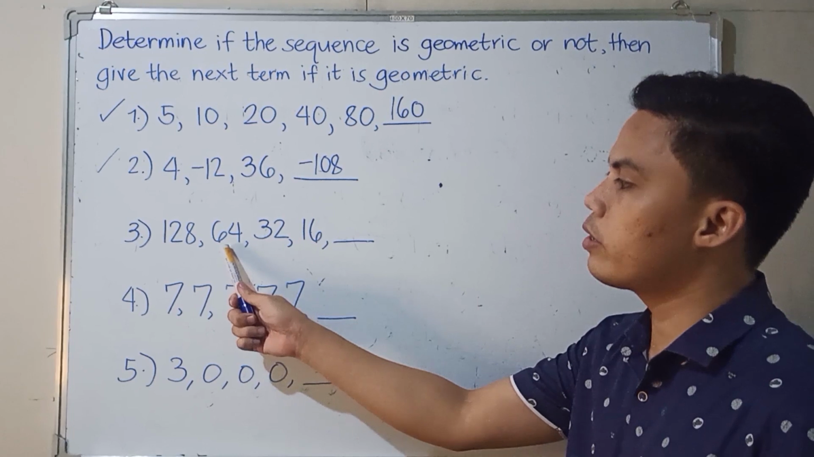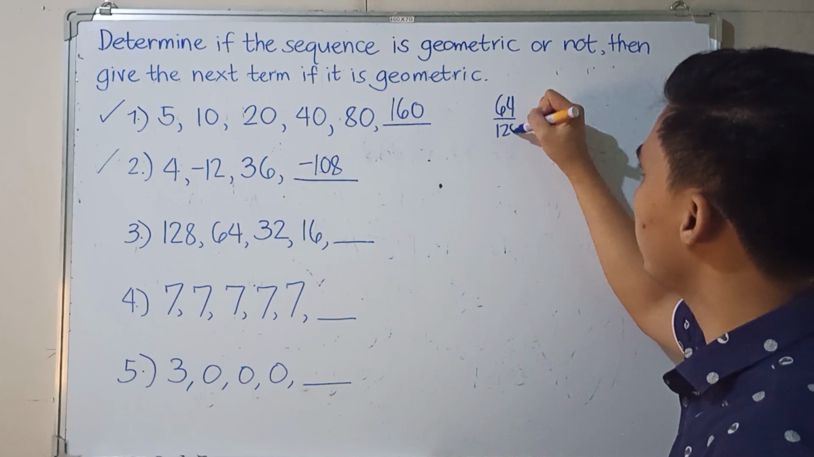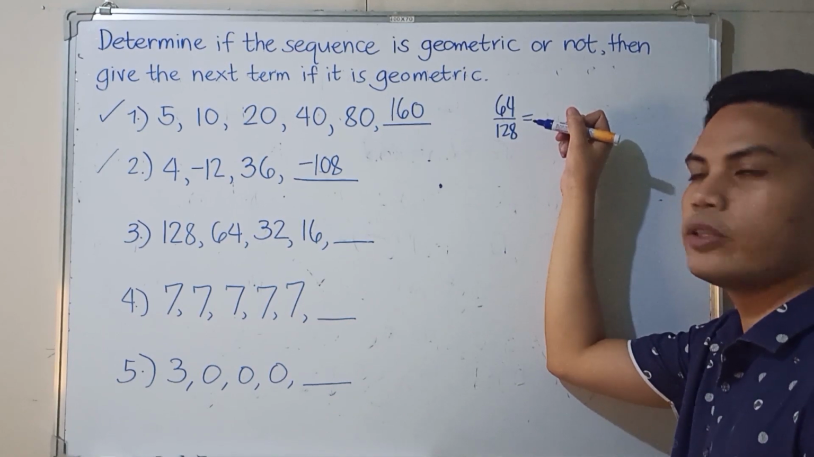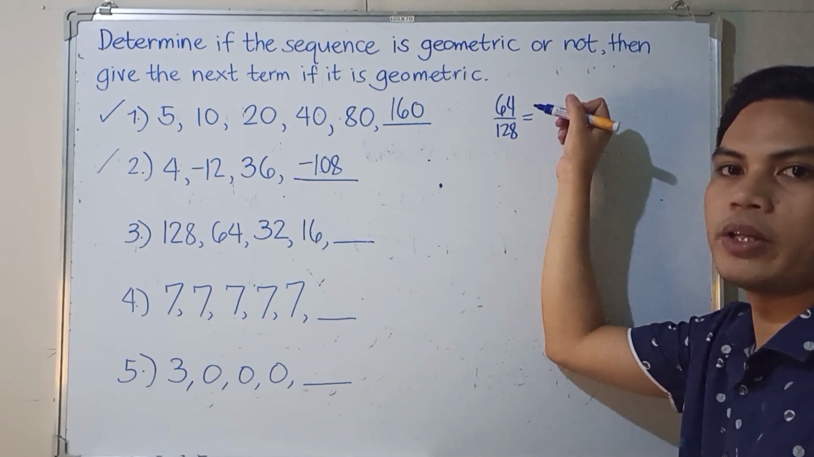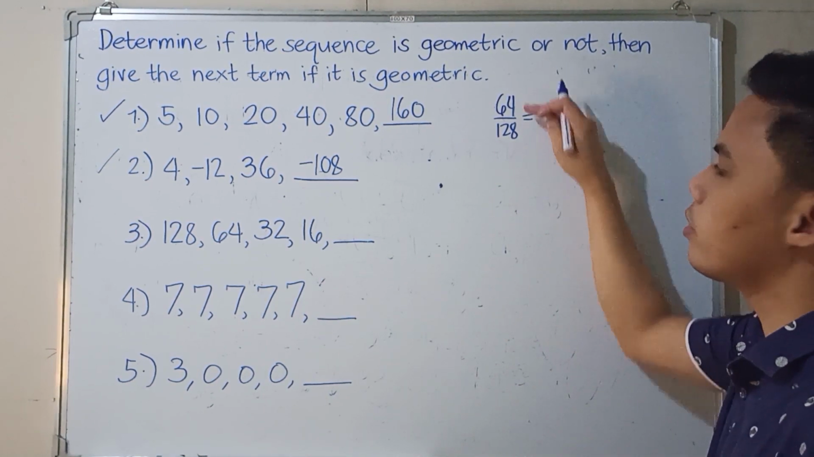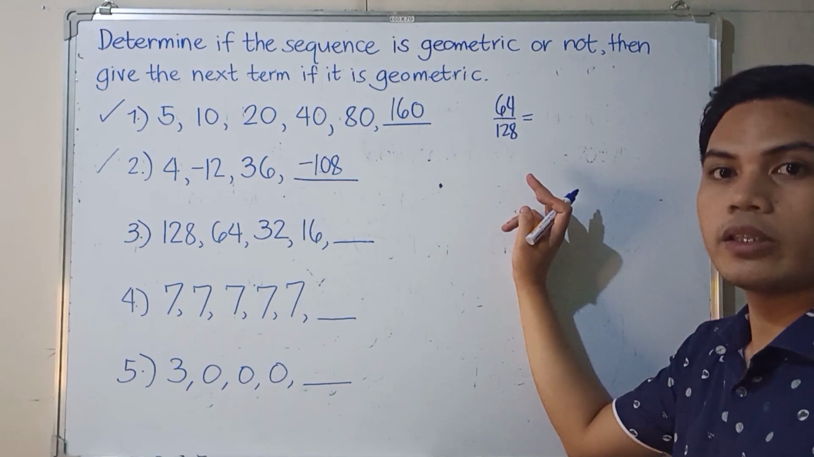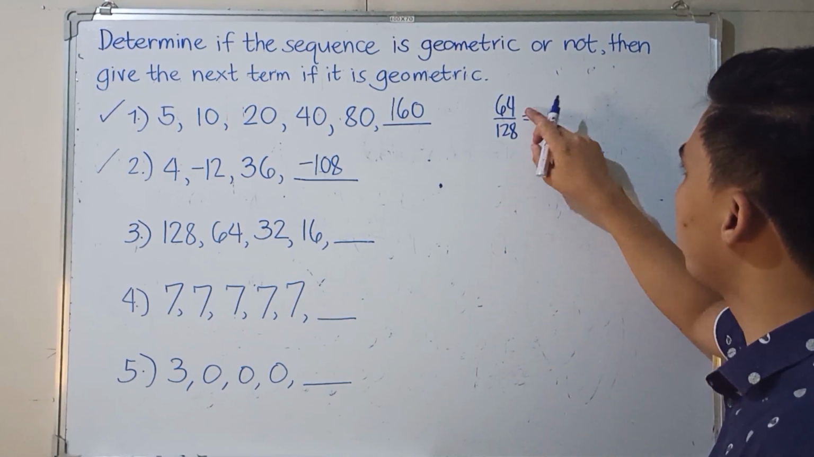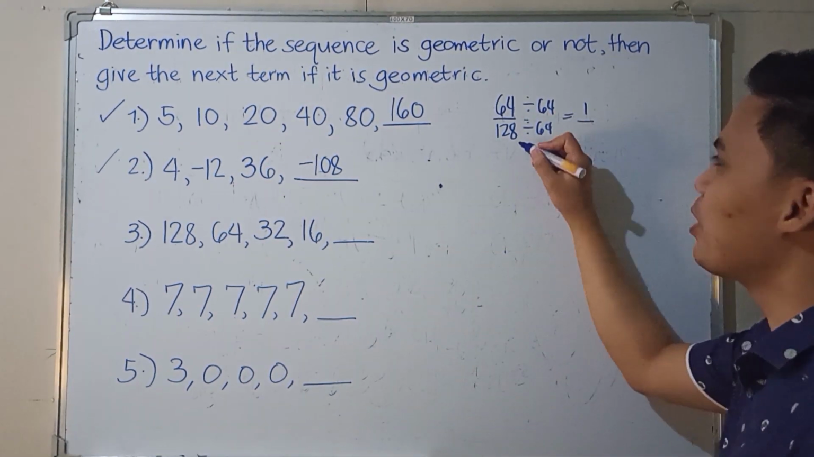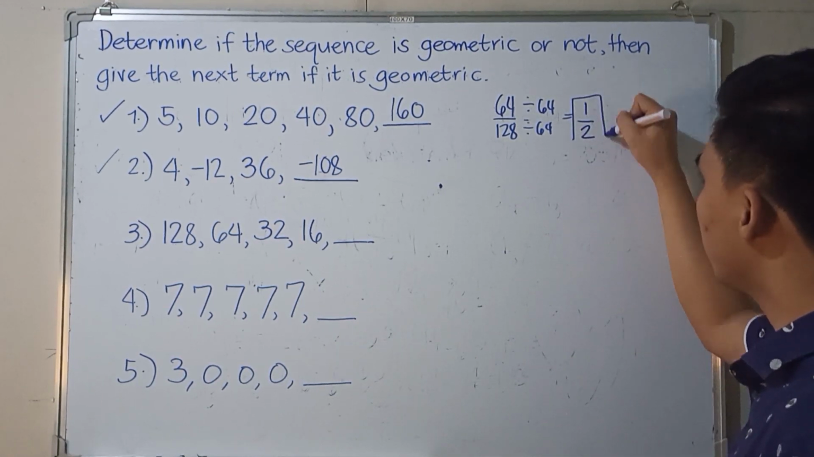Okay, let's divide 64 by 128. What is the answer? 64 divided by 128. So since mas malaki yung denominator compared sa numerator, then we can simplify this one. Okay, i-lowest term lang natin. So isip tayo ng number na pwede nating pang-divide sa 64 at saka sa 128, in which walang remainder dapat yung quotient. So that is, of course, 64. So, 64 divided by 64 is equal to 1. Okay, so 128 divided by 64 is equal to 2. So, we will get 1/2.